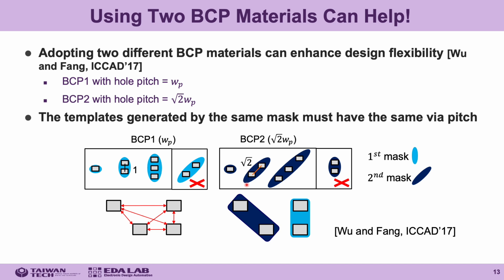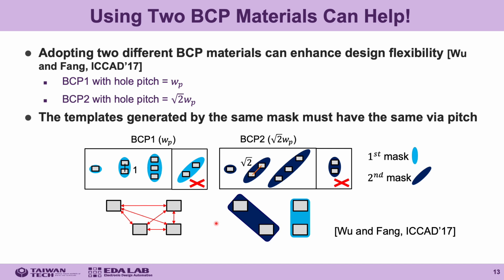That is, its natural pitch equals square root of 2 times the y pitch, such that these slanting templates are also feasible. And so for the previous example via layout, by using a straight two-hole template and a slanting two-hole template, we can easily generate these four vias without conflict. However, the adoption of two BCP materials also induced new design constraints.